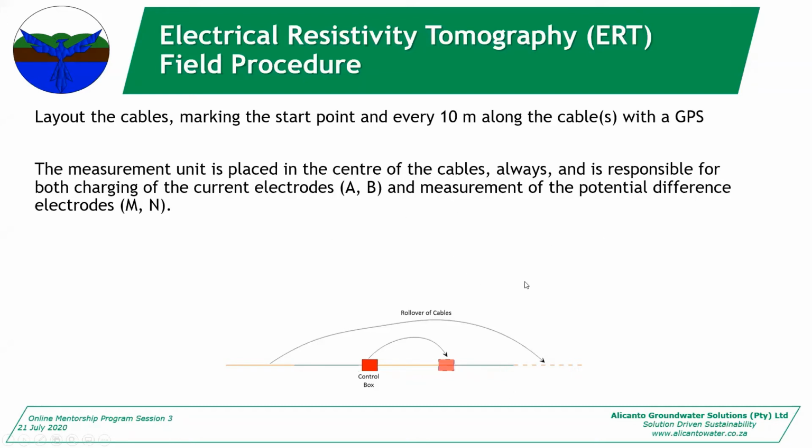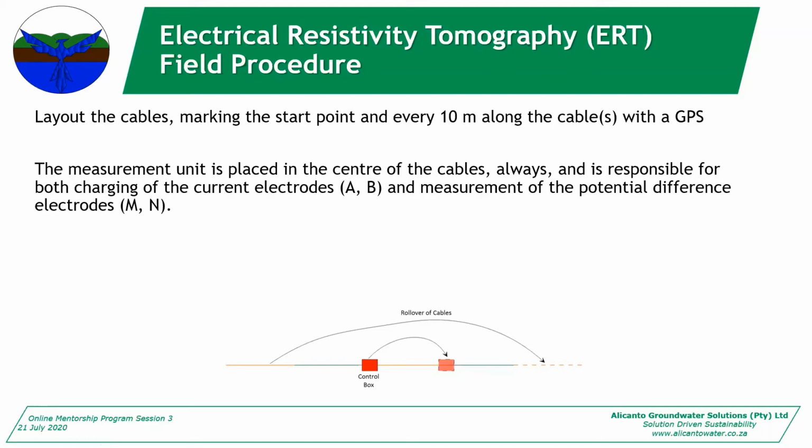And your control box charges the current electrodes A and B, and then it measures the potential difference at your electrodes M and N. And it also switches these, so it'll assign them to electrode 1 and 10, or 1 and 5, or whatever it is.